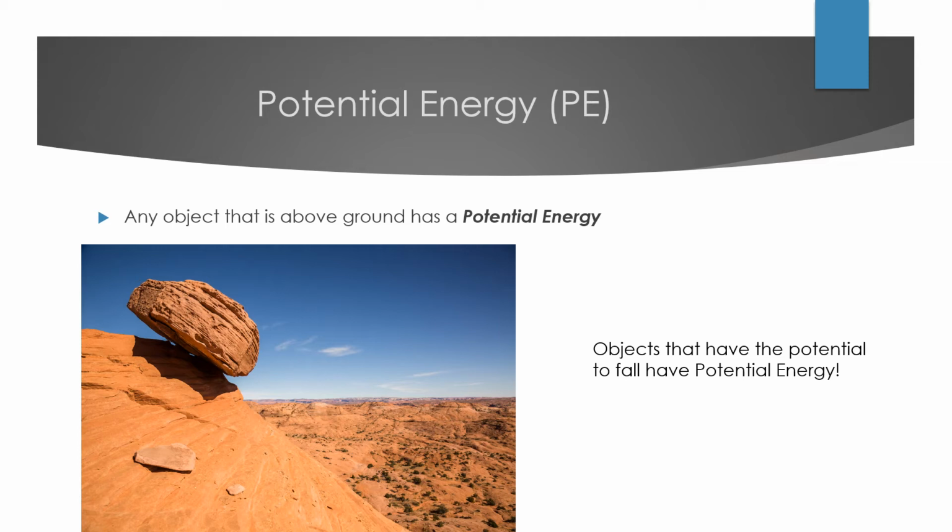So, that being said, potential energy is measured from the distance from the flat ground to where the object is. So this stone does have potential energy because it has the potential to fall. So objects that have the potential to fall have potential energy.